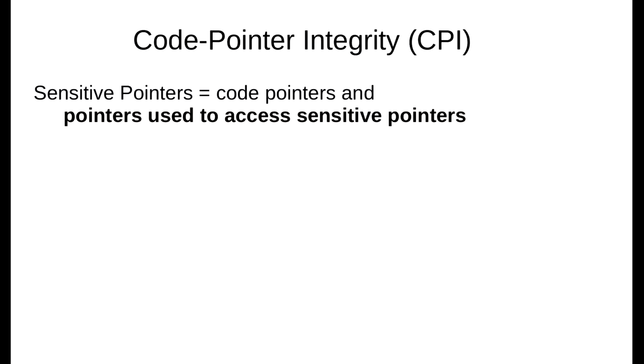So the sensitive pointers that we protect are the code pointers, and in addition to that, any pointers used to access these sensitive pointers. So everything that's used in the dereference chain automatically becomes protected as well. In addition to that, we enforce bounds checks, as I've discussed before, for all the sensitive pointers that we identified.